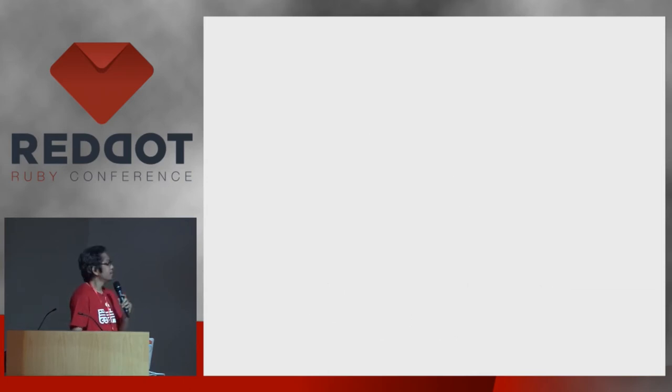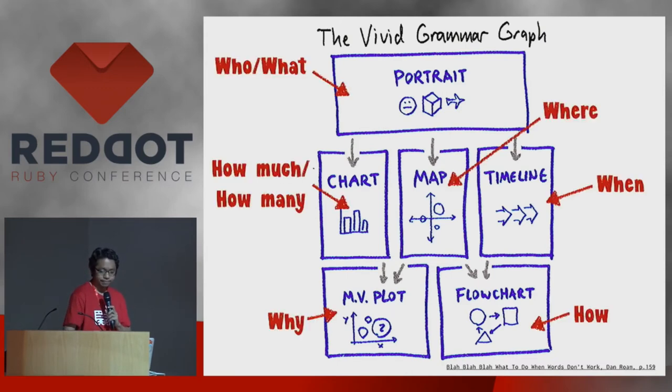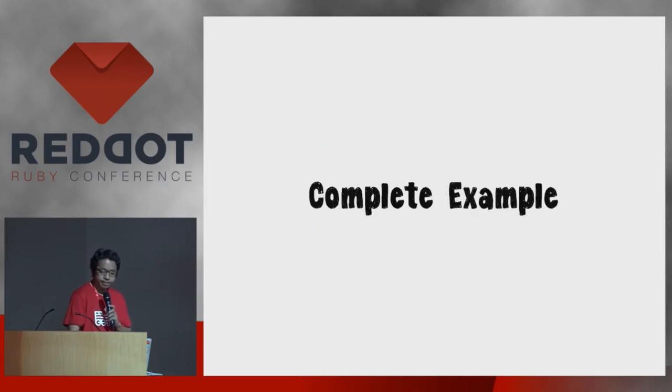But it's still hard to start with a blank page. So I recommend this framework from Dan Roam, the Vivid Grammar Graph. You can break down many topics into who, what, how much, where, when, how, and how many, and why. The framework is a guide on which visual tool to use for each piece of information. I'll walk you through a complete example.